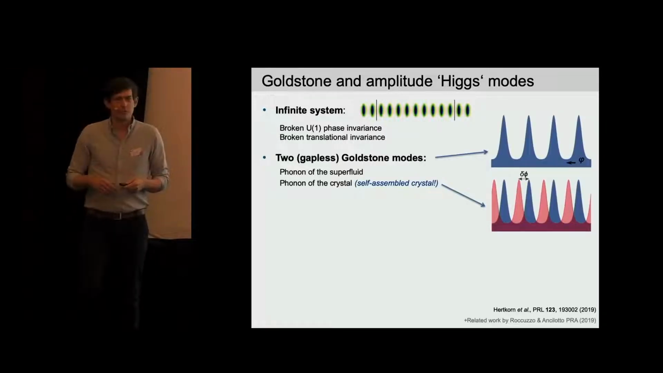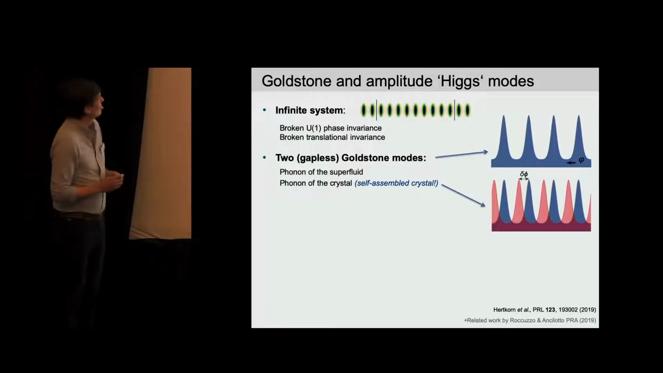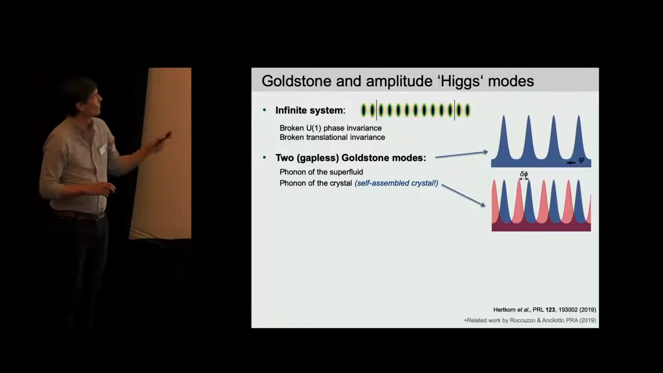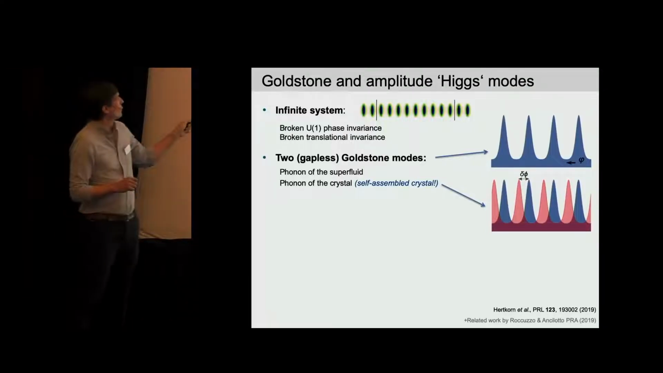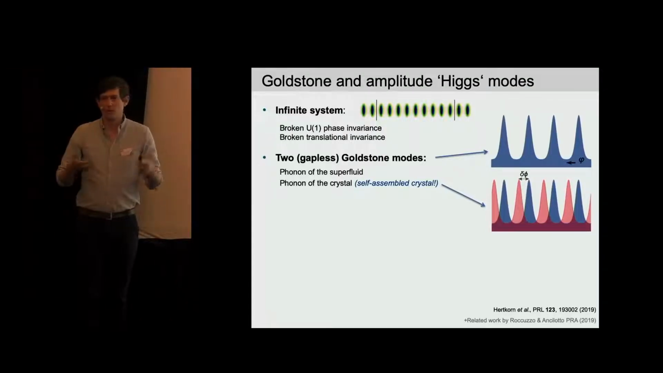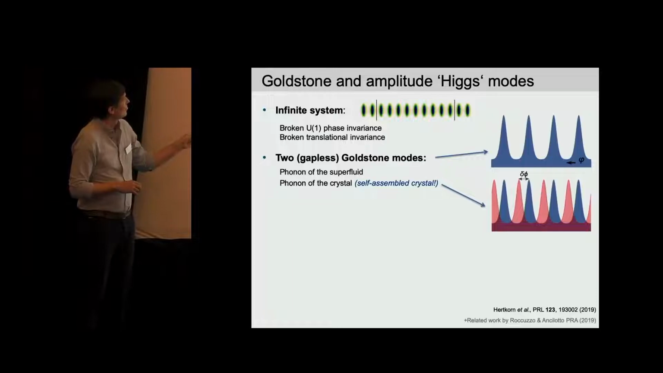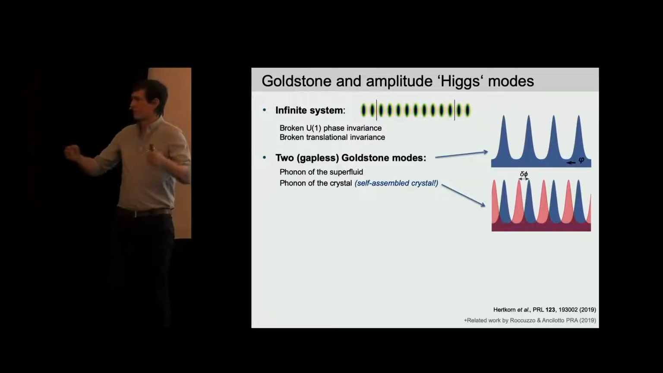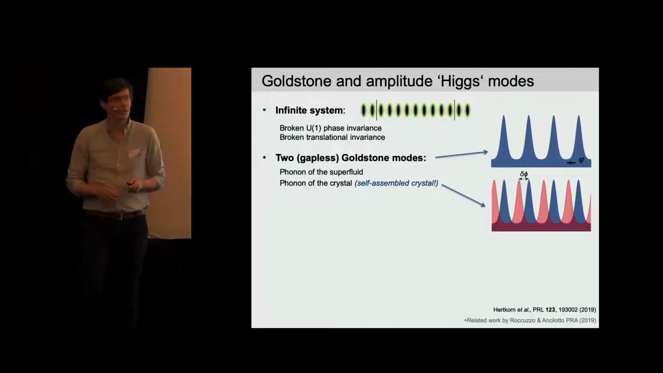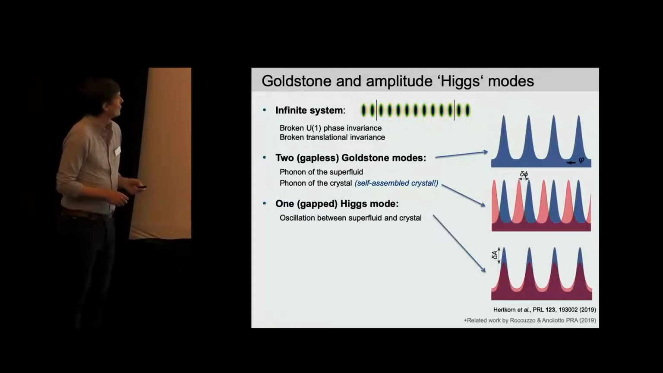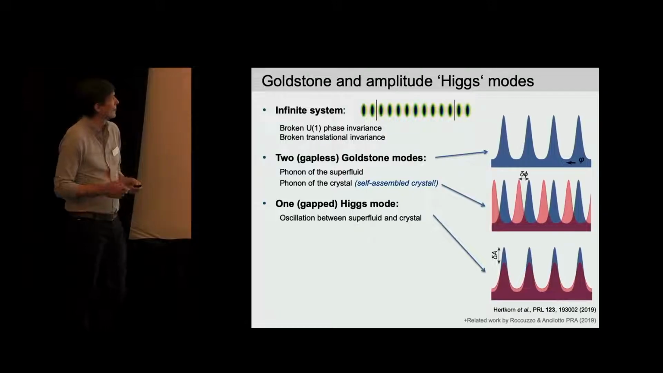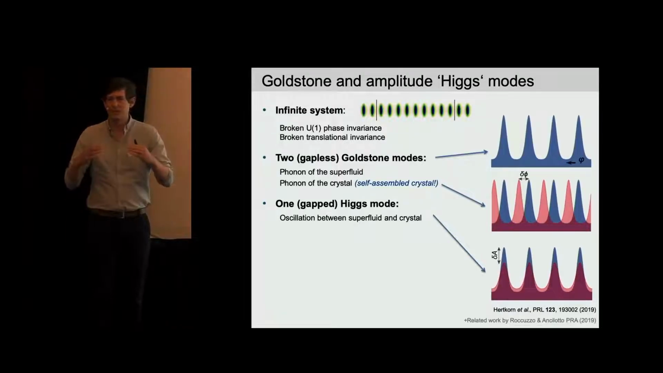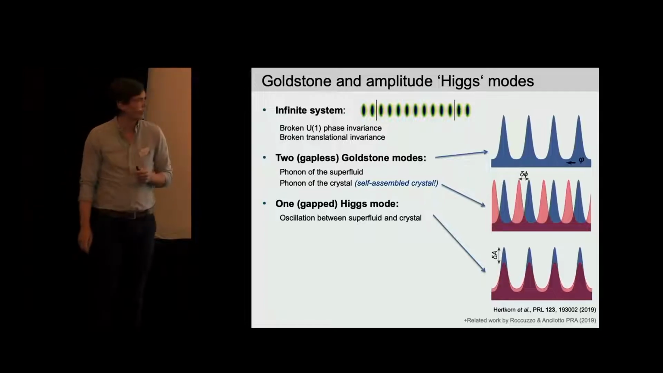So if you believe in the Goldstone theorem, then this means that there should be two gapless Goldstone modes in this system. The first one is just the sound waves of a BEC, and the second one is the phonon of the crystal. So this is a self-assembled crystal. These individual lattice sites can actually oscillate as well. On top of that, there should also be a gapped Higgs mode, which in this case is an oscillation between the BEC background and the crystalline nature of the system.